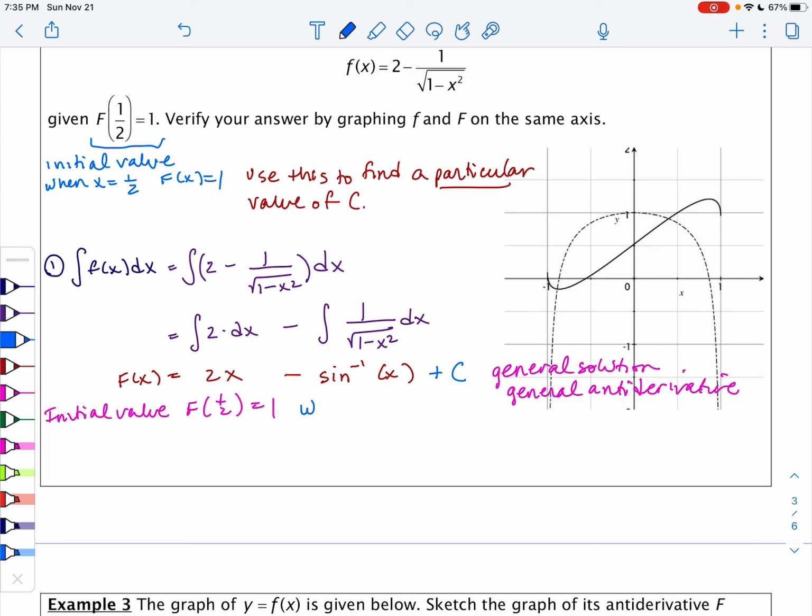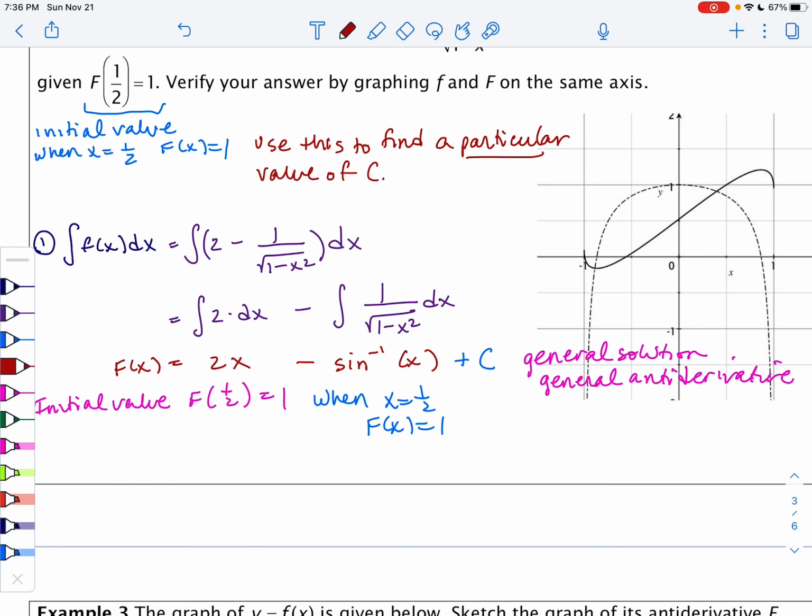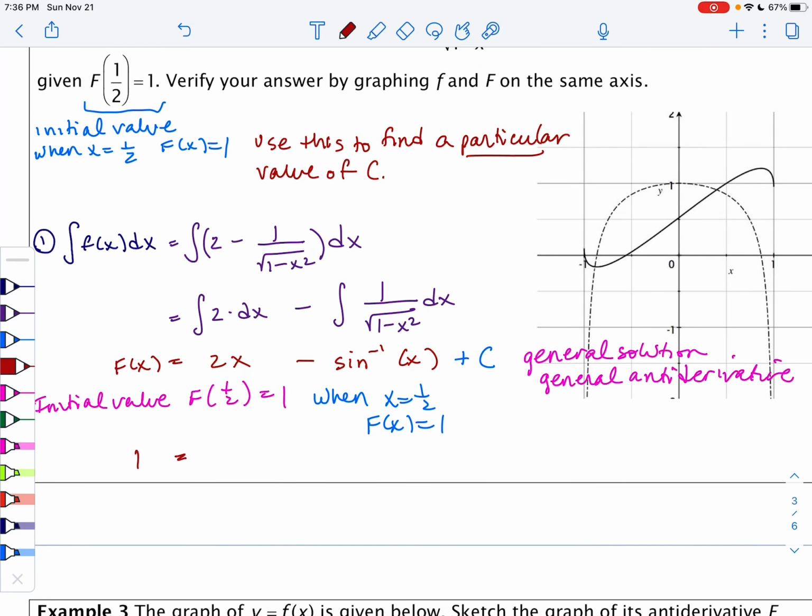So recall that means when x is equal to 1/2, big F of x is equal to 1. And so we're going to substitute 1 for big F of x, and we're going to substitute 1/2 where x appears, and we're going to solve for c. So 1 is equal to 2 times 1/2 minus the inverse sine of 1/2 plus c.